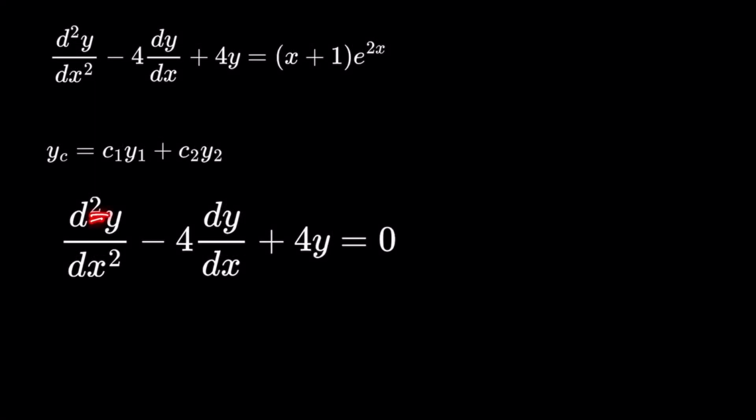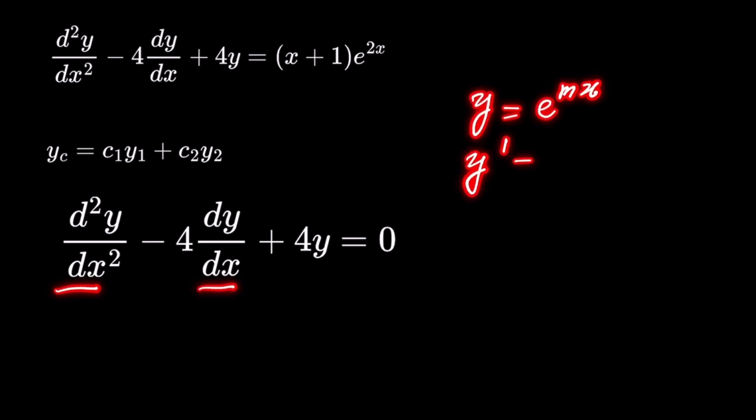You can notice that it is a second-order homogeneous equation with constant coefficients, and we know that the standard solution to such an equation is y is equal to e power mx. To find y prime and y double prime, we're going to be finding the first and the second derivatives.